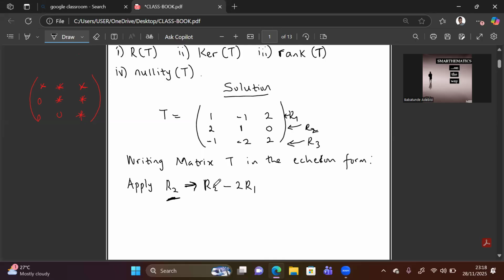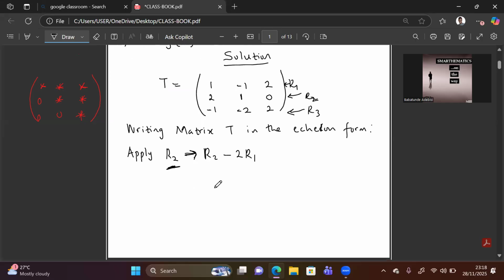Since I know that it is only my R2 I am changing, I can just write my R1, write what you see: 1, minus 1, 2. This is R1. Then I'll write what we have in R3: minus 1, minus 2, and 2. So these are the things we have in R1, R3. It's only R2 I'm changing, so that's why it is empty for now. To know what will be my R2 now, I will perform this operation I wrote here, R2 minus 2R1.